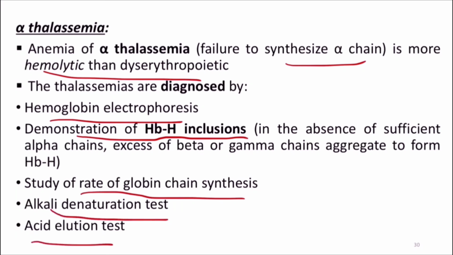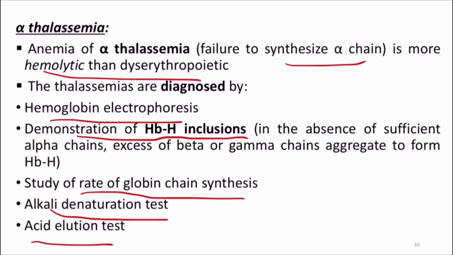So the two forms of thalassemia are beta and alpha thalassemia. In beta thalassemia, you can see there is a failure to synthesize the beta chain, with an excess of alpha chain, whereas in alpha thalassemia the failure to synthesize alpha chain is seen, and it is more hemolytic.